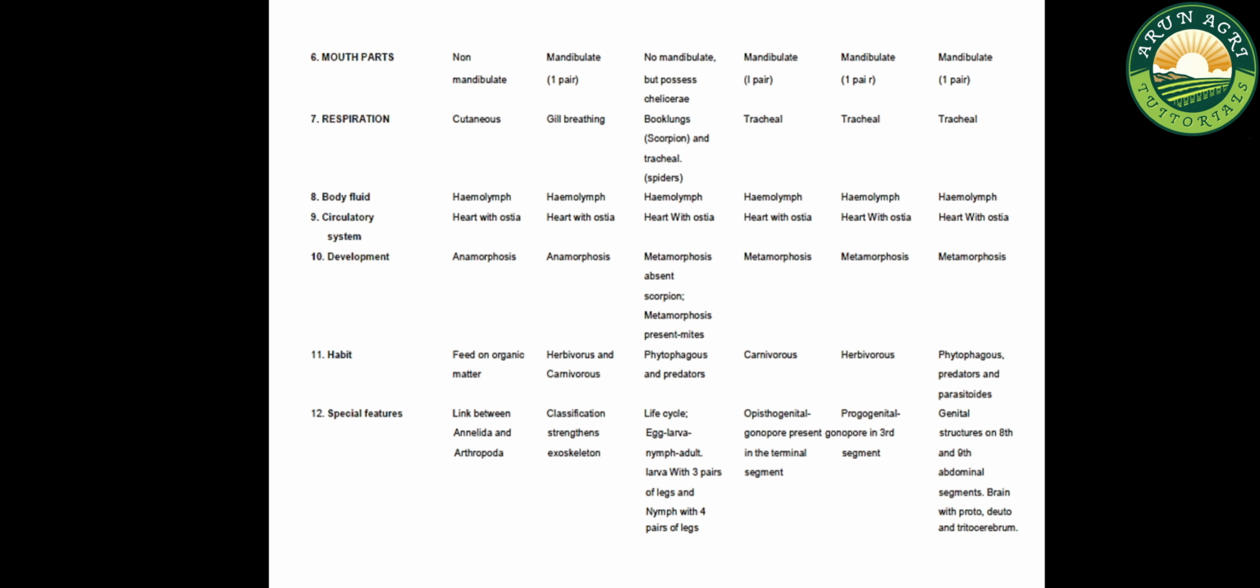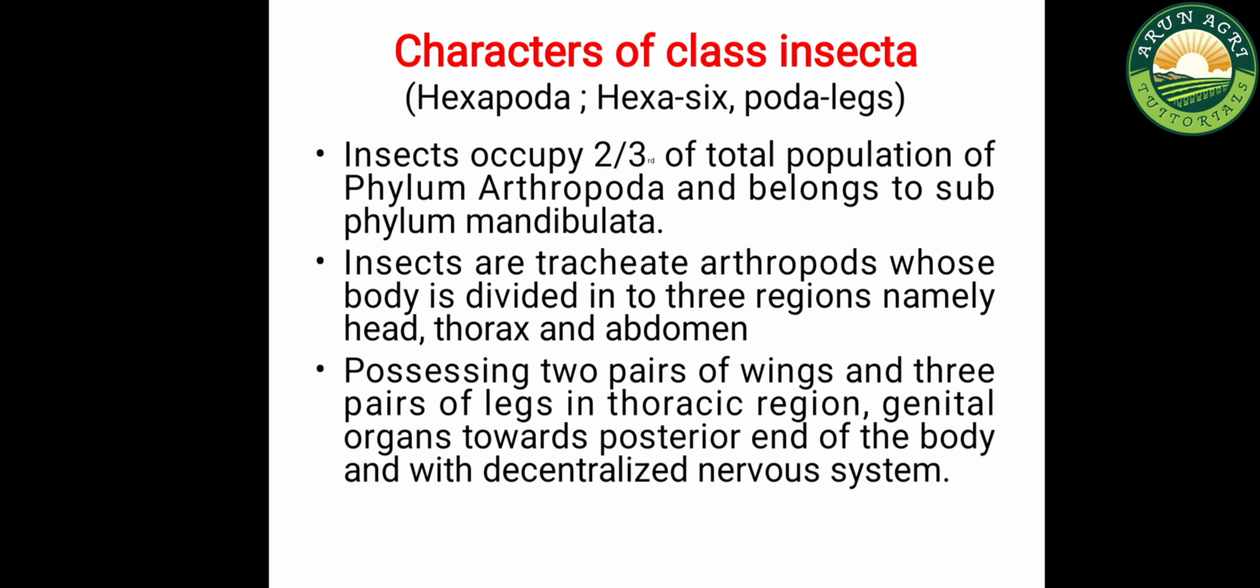And the brain is again divided into three: protocerebrum, deutocerebrum, and tritocerebrum. Now, what about the characteristics of insects? Insecta is also called Hexapoda because it has 6 legs. Hexa means 6, poda means legs. Insects occupy around 2/3 of the total population of the phylum Arthropoda, meaning more than 70% belongs to this one itself. It belongs to subphylum Mandibulata because it has mandibulate type of mouthparts, one pair.